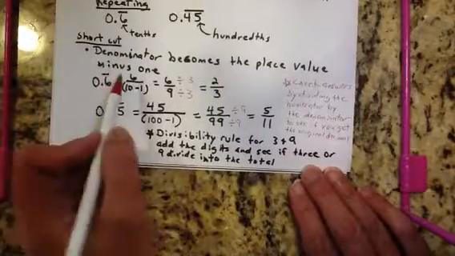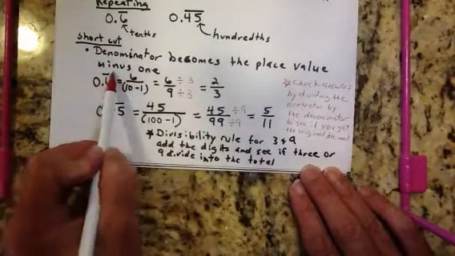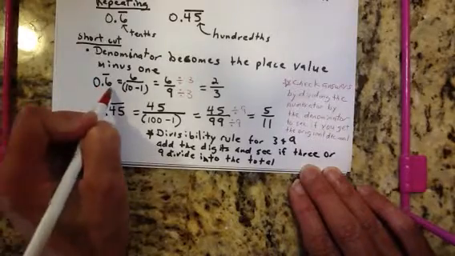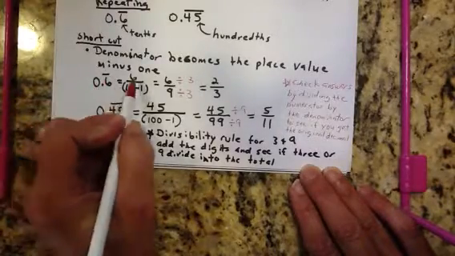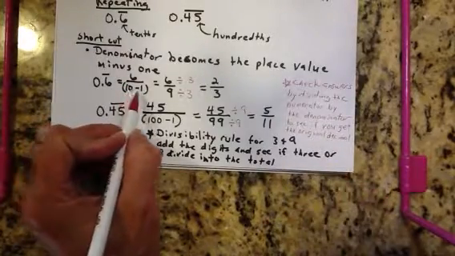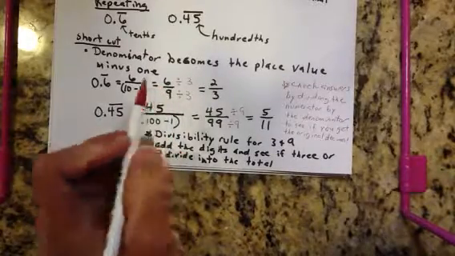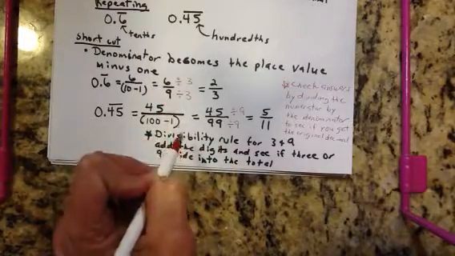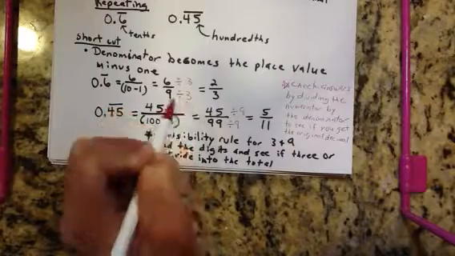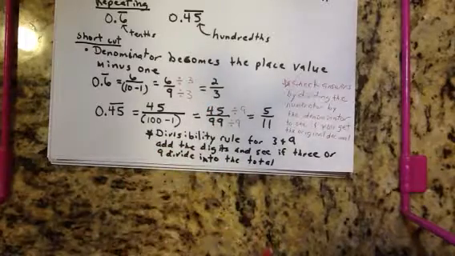Okay, so the denominator becomes the place value minus 1 for a repeater. So here's how it works. 0.6 repeating equals 6 over its place value, which is tenths, so 10 minus 1. So it ends up being 6 divided by 9. Now, you can reduce this fraction by dividing each numerator and denominator by 3, and we end up with 6 divided by 3 is 2, 9 divided by 3 is 3.